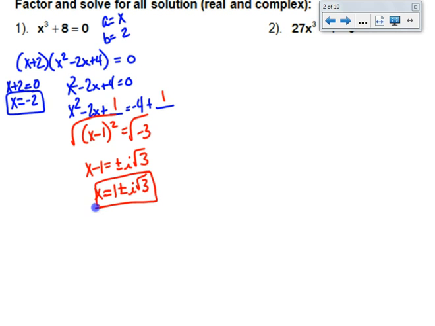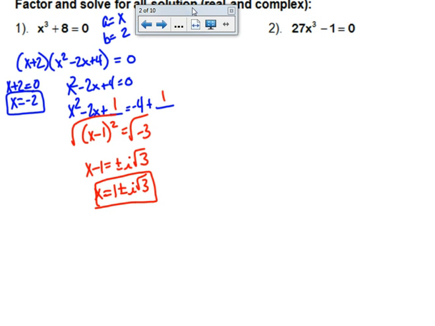So I just found a total of 3 solutions. The real solution of negative 2 and the imaginary solutions of 1 plus i square root of 3 and 1 minus i square root of 3. Okay, the next question.